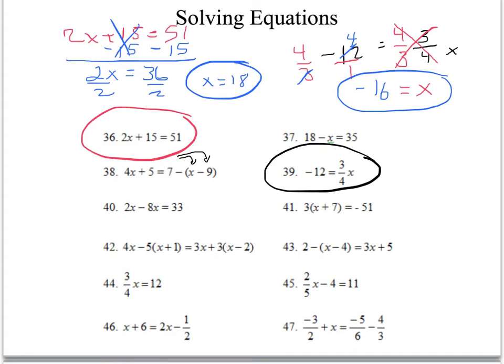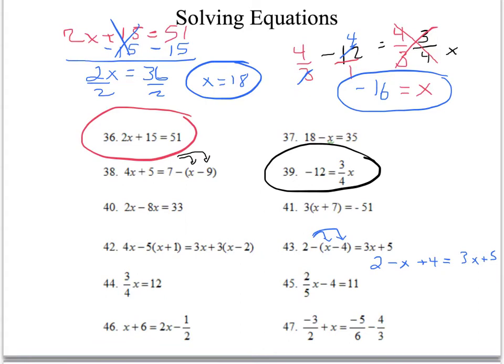Looking at some of these other problems, we have a few tough ones on there. We can look at maybe a problem like number 43. We'll look at 43 together and then you can solve the rest on your own. So in number 43, again, the distribution is really, really important. So we're going to get 2 minus x plus 4. Remember, a negative times a negative is a positive, and that is going to equal 3x plus 5.